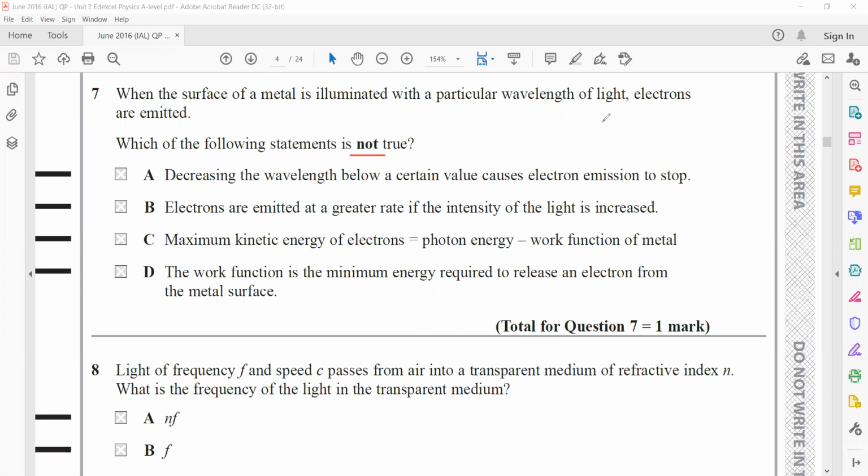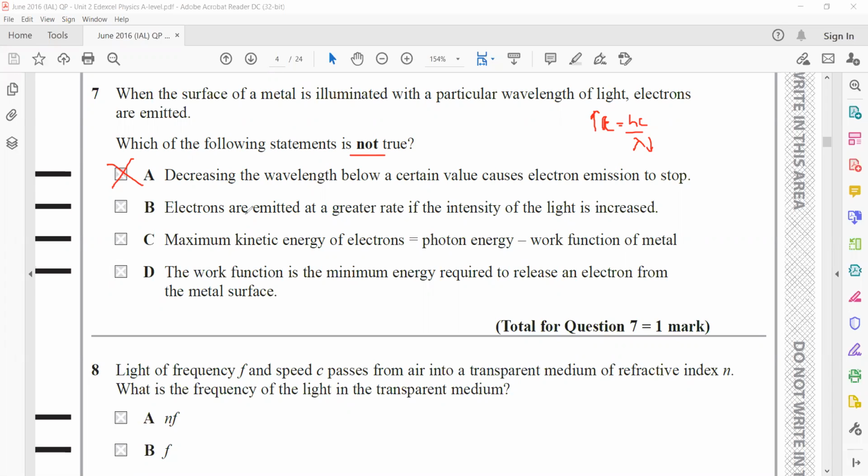If we decrease the wavelength, it means we increase the frequency, because we have the formula E equals hc over lambda. So if we are decreasing the wavelength, it means we are increasing the energy of the photon. So the photoelectric effect will not stop. So A is the right answer.